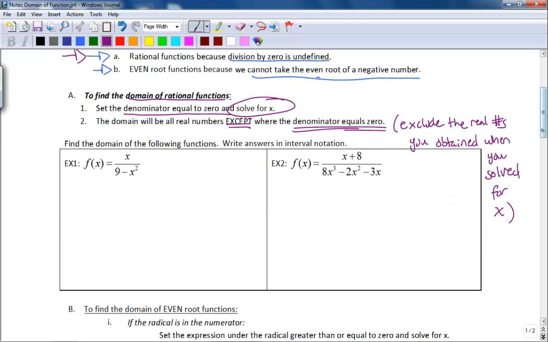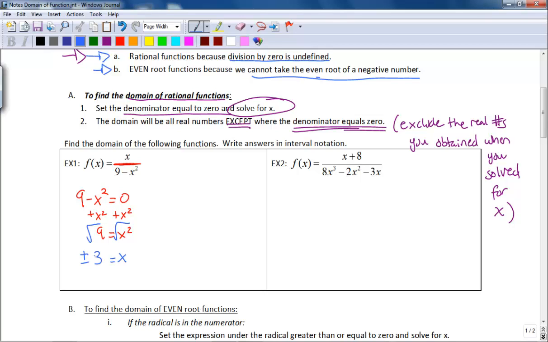Let's look at the first two examples. It says to find the domain of the following functions and write our answers in interval notation. So, number one, f of x is equal to x over 9 minus x squared. Well, this is a rational function, right? Because it's a fraction. Here's my fractional bar. So to find the domain of this function, I need to set the denominator, which happens to be 9 minus x squared, equal to 0, and I solve for x. Well, I'm going to add x squared to both sides to solve this. I get 9 is equal to x squared. I take the square root of both sides, and I get that x is equal to plus or minus 3. So I have two things that I can't be here. I can't be a positive 3, and I can't be a negative 3.